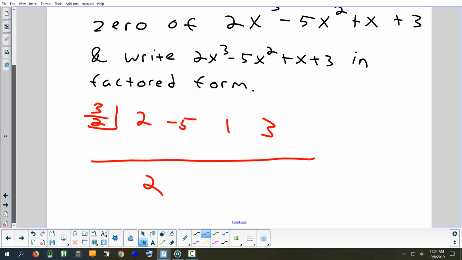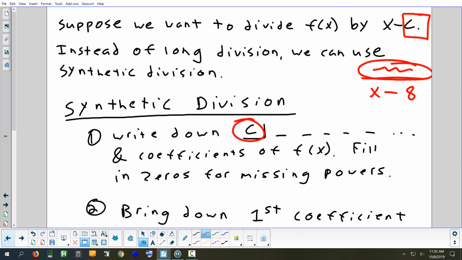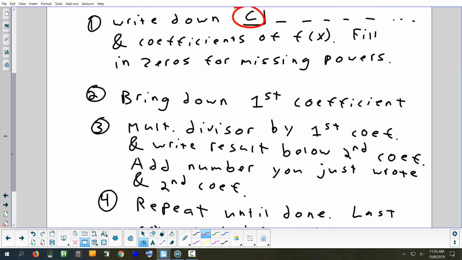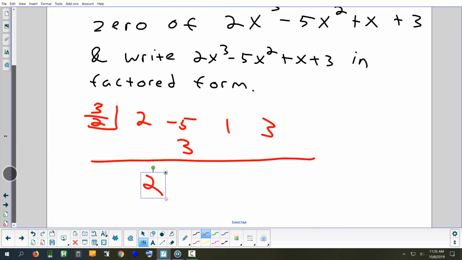So I have a 2. What's the next step? To multiply the number on the outside by the number you just brought down. What's 3/2 times 2? 3. And you put the answer in the second column. So let's go back to the directions. Write the result in the second column. And now add the number we just wrote and my second coefficient. What's -5 plus 3? -2.